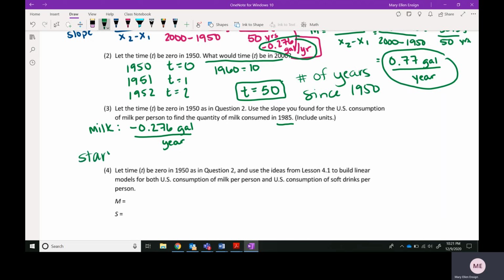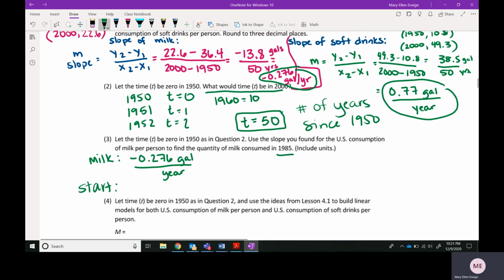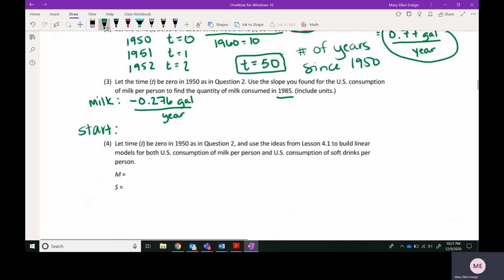The starting value for this was 36.4. So when we look at milk in 1950, in general, on average, people were drinking 36.4 gallons of milk per year in the US. Well, it went down 0.276 gallons every year. Okay, so I'm just going to start you out, and then I want you to pause the video and think about this on your own.